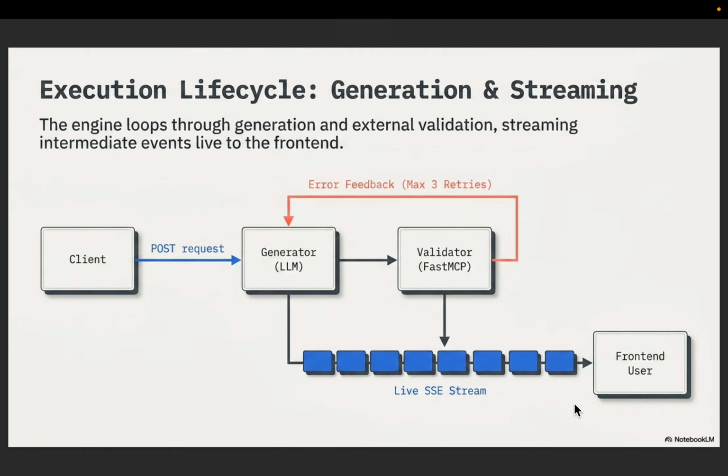So this is the execution lifecycle. First, the client is going to post a request to the generator, that is the Gemini LLM, and from there it is going to call the validator. The validator will check whether the output which the generator has given is correct or not. Otherwise, it's going to give a feedback loop with the errors to the generator. And whenever it is ready, we're going to give it back to the user in a front end manner via the live SSE stream.